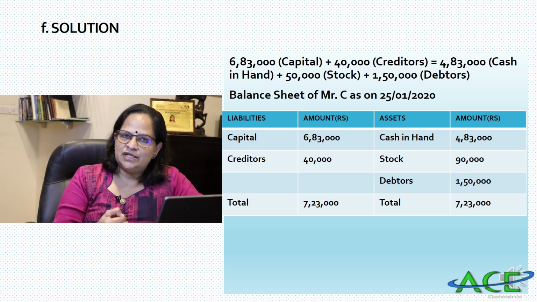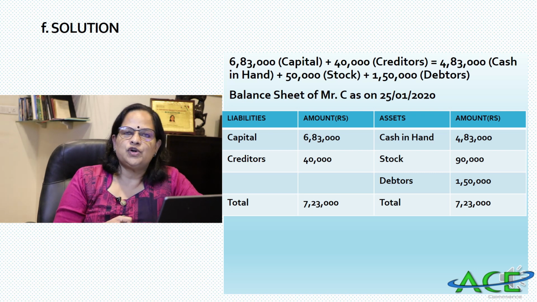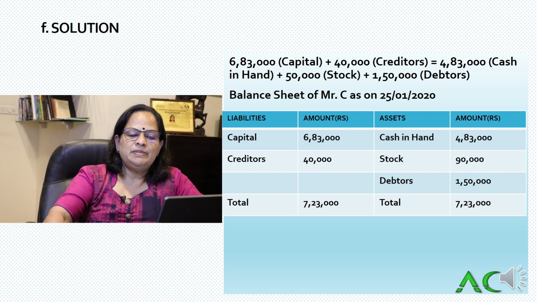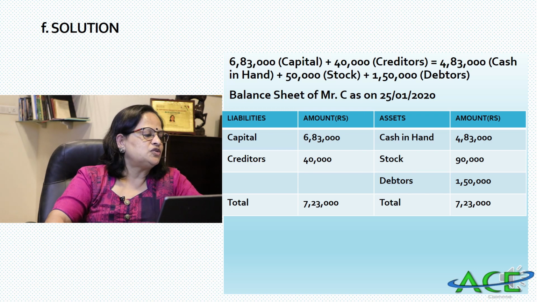So liability side there is no change. Capital 6,83,000 and creditors 40,000. So cash in hand 4,83,000, stock 90,000 and debtors 1,50,000. So that will be total 7,23,000.